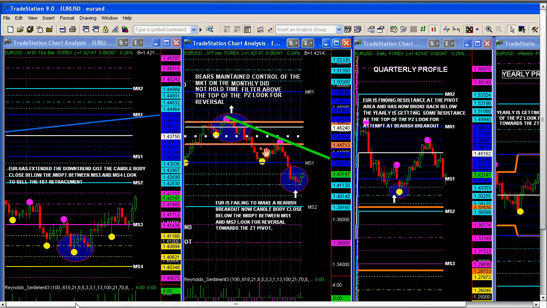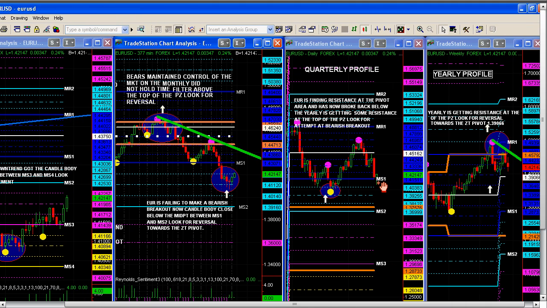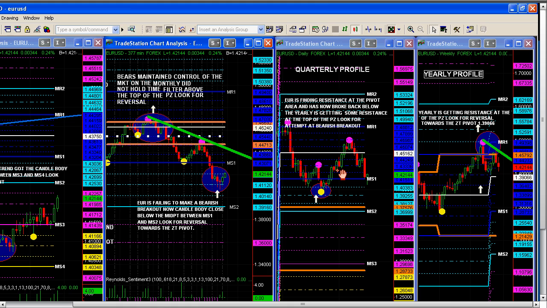So you have the market making a bearish breakout on the monthly and the quarterly at the same time, alignment in the same direction on both time frames, giving us the sell signal. And then you get a lower swing high here, where you got the resistance from the bottom of the PZ. Again, the bears are in control of the market here, and that could have caught a second leg down here.